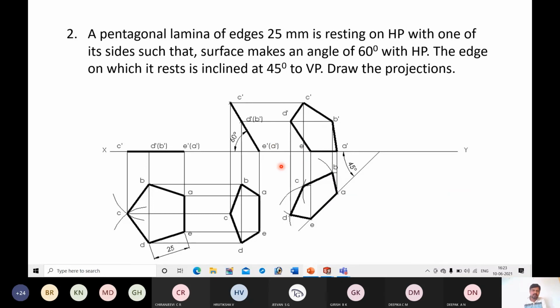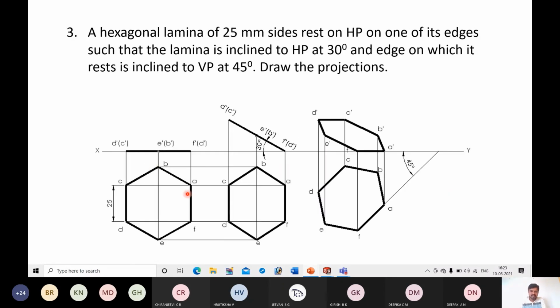Next, again the same problem. Here it is a hexagon, instead of a pentagon you are considering a hexagon, and instead of 60-degree you have 30-degree inclination. Remaining all same. First draw the hexagon using the circle or interior angle method. The circle method is better. Since it is resting on an edge, you should draw it such that 2 edges are perpendicular to VP. So 2 edges are perpendicular to the XY line. Like that you should draw if it is resting on an edge.